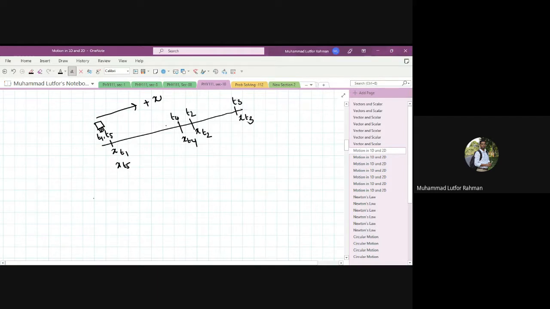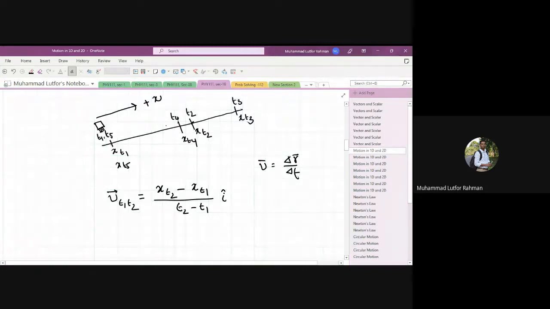Now if I want to find the average velocity between any times, say I'm choosing t1 and t2 seconds, I will write x(t2), which is the displacement at time t2, minus x(t1), divided by t2 minus t1, times i hat. Why? Because generally we define velocity as the rate of change of position with respect to time. I'm taking time between t1 and t2, so at time t2 the position is x(t2), and at time t1 the position was x(t1). I take the difference of that displacement. Then this will be your average velocity.